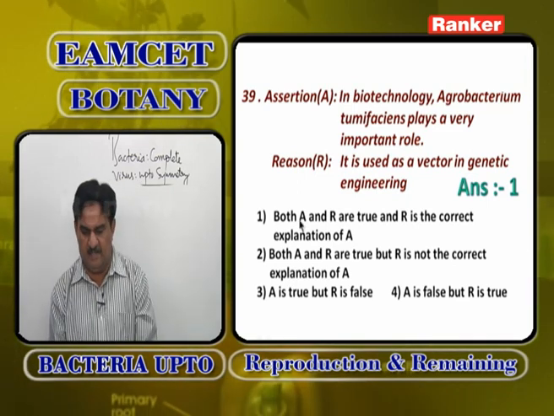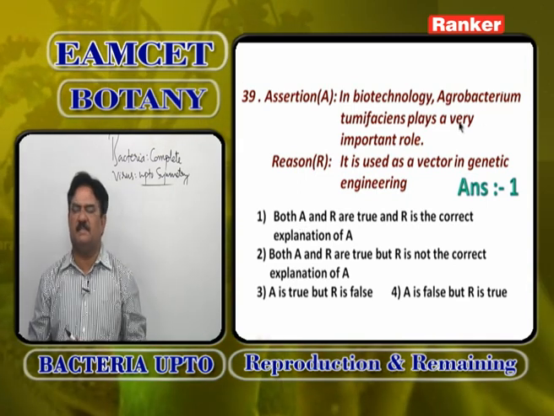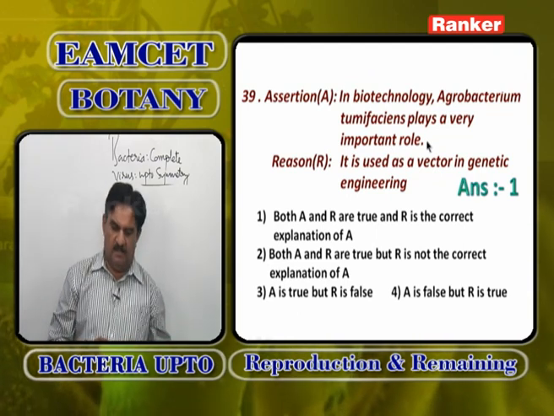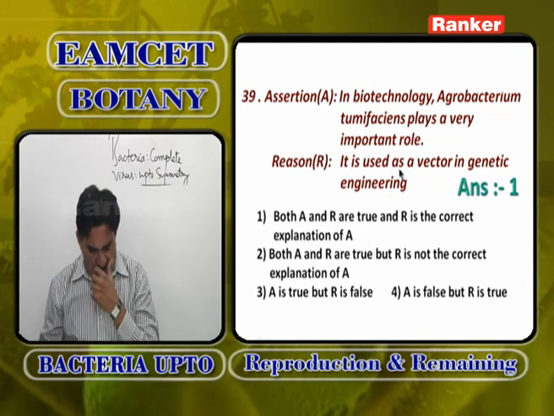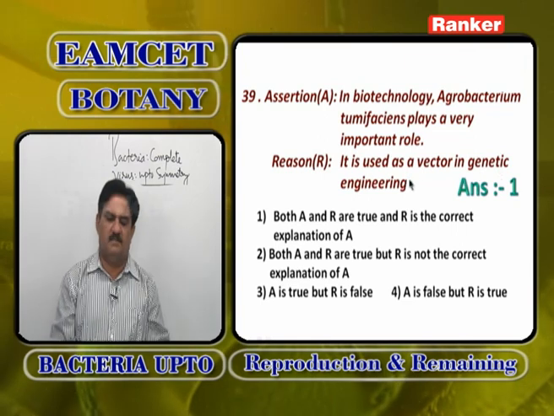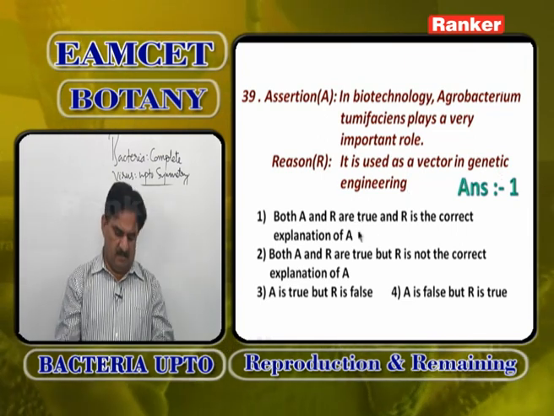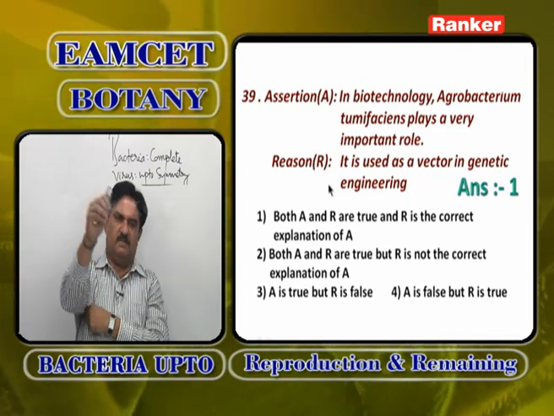So, the statement that Agrobacterium tumefaciens plays a very important role in biotechnology is correct. Why it plays an important role, because it is used as a vector in genetic engineering, is correct. So, both A and R are correct. R is the correct explanation of A.